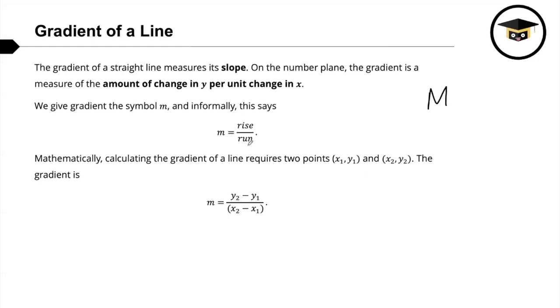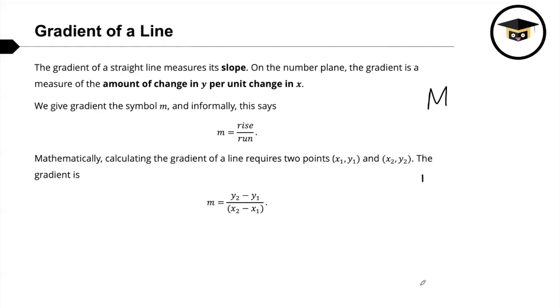Now, obviously, that isn't our formal definition. Mathematically, we can calculate the gradient of a line between 2 points, and we call these 2 points (x1, y1) and (x2, y2). The gradient is m equals (y2 minus y1) over (x2 minus x1). Now, quickly, before we move on to the next slide, I'm going to show you a quick proof of how this definition even came about.